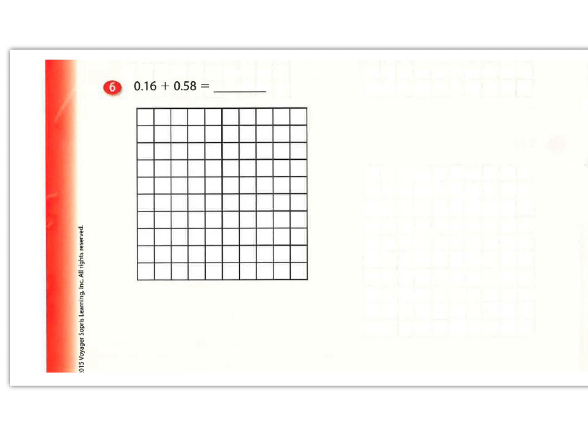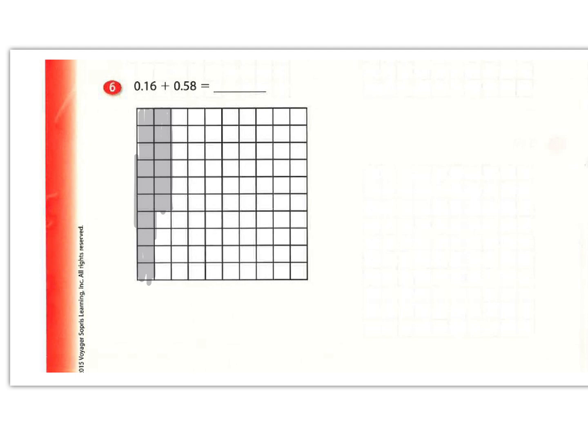Okay, next one. We have 16 hundredths plus 58 hundredths. So let's do this again. We'll shade in, we got 10 here. And then we need 16 though. So 10, 11, 12, 13, 14, 15, 16. So I'm going to shade in those.